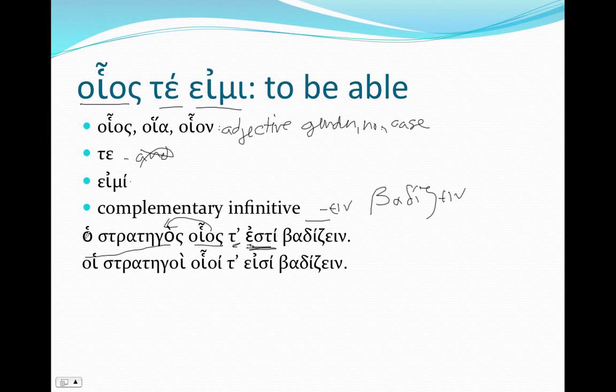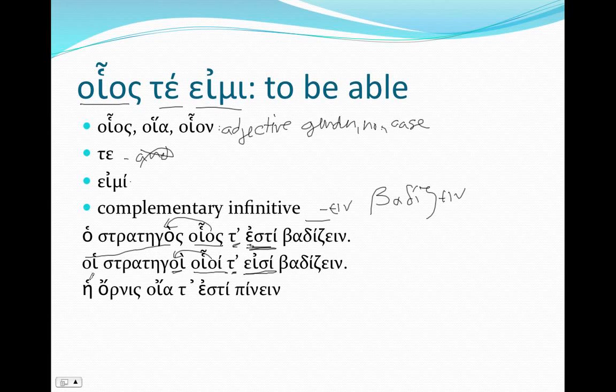If that subject were plural, as in this sentence, οἱ στρατηγοί, we have to change the οἷος to οἷοι so that it matches in gender, number, and case. Τε remains the same. And then we have to use the third person plural because our subject is plural. Βαδίζειν. So the generals are able to walk.